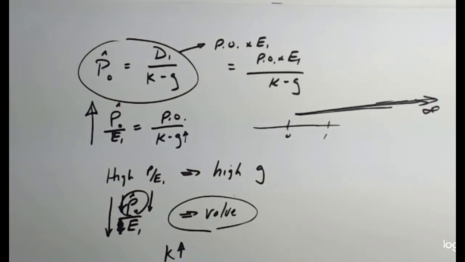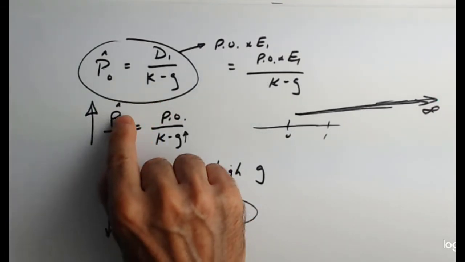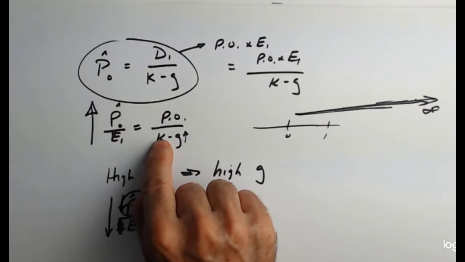And if you remember this formula, you can always see that the price earnings ratio is always a function of K and a function of G.